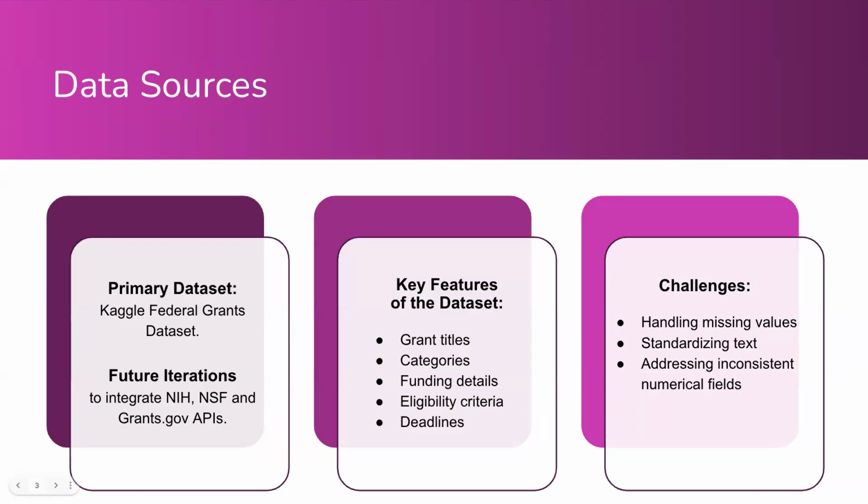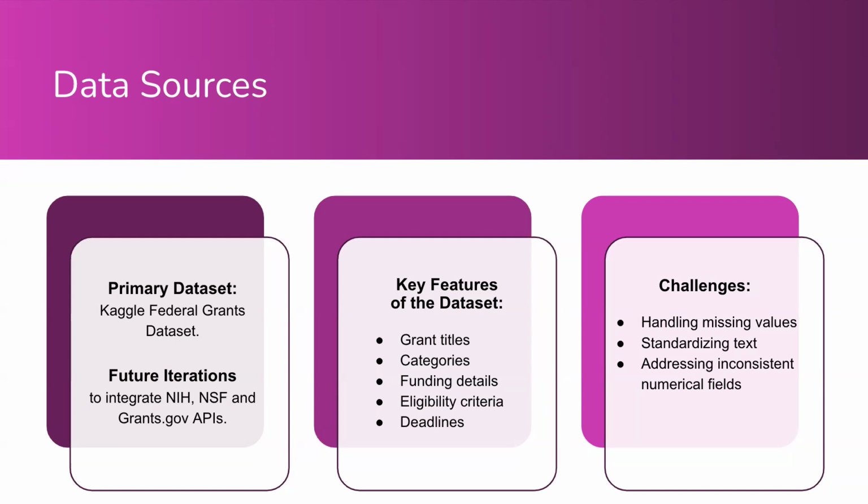We started with a data set from Kaggle, which included grant titles, categories, funding amounts, and eligibility criteria. In future iterations, we would like to incorporate API data from the National Institutes of Health, the National Science Foundation, and others for a broader and more dynamic application.